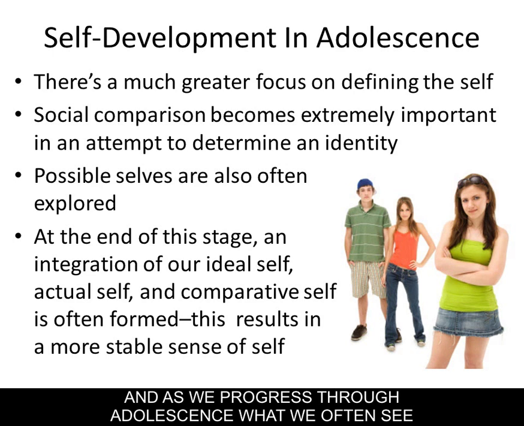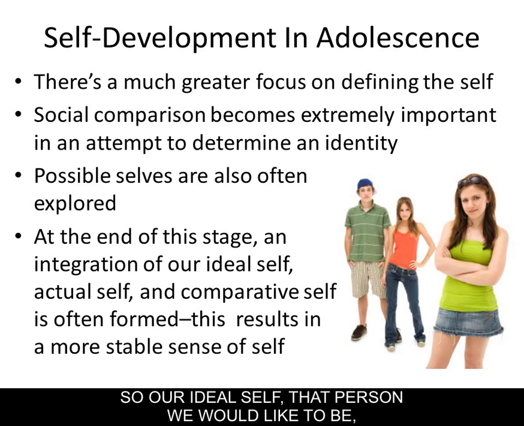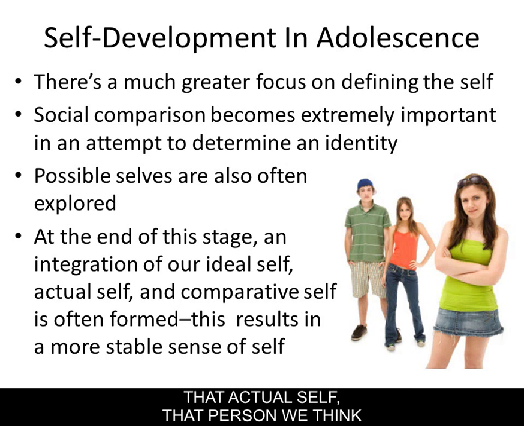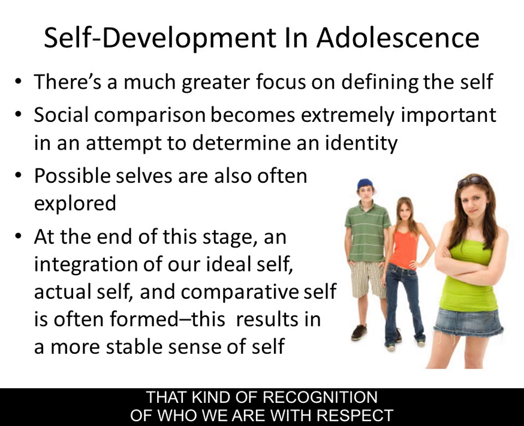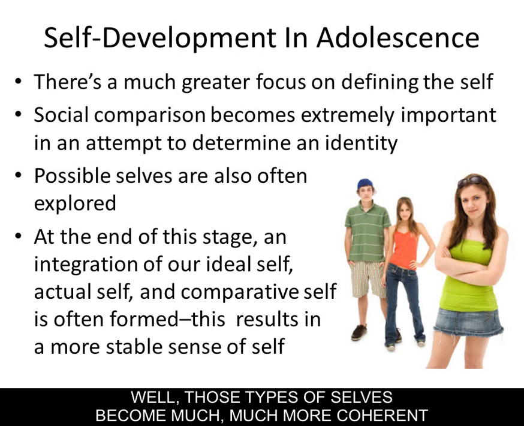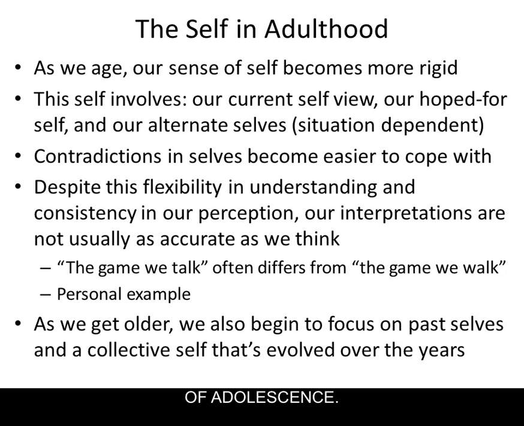And as we progress through adolescence, what we often see is a slow integration of different types of self. So our ideal self, that person we'd like to be, that actual self, that person we think we currently are, and our comparative self, that recognition of who we are with respect to others. Well, those types of selves become much, much more coherent, and they become much more stable as we get into the later years of adolescence.